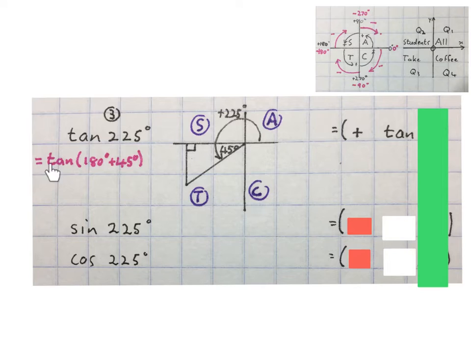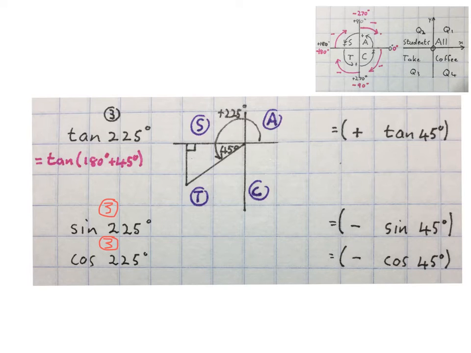You may write this extra step. Then we choose the name. We're going to keep the name, tan. Then how far are you to the closest x-axis? 45 degrees. Then your final answer is plus tan 45 degrees. The answer for sine 225 and cos 225 will be these.